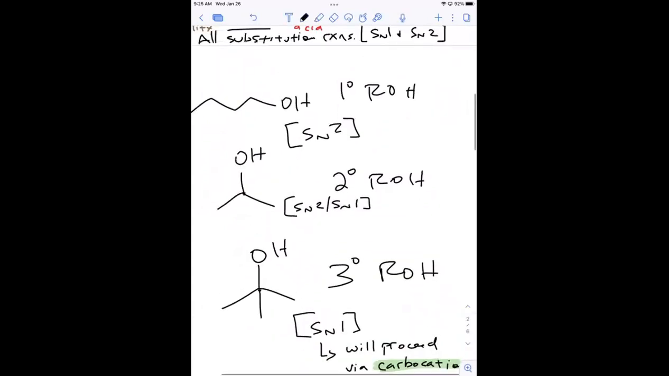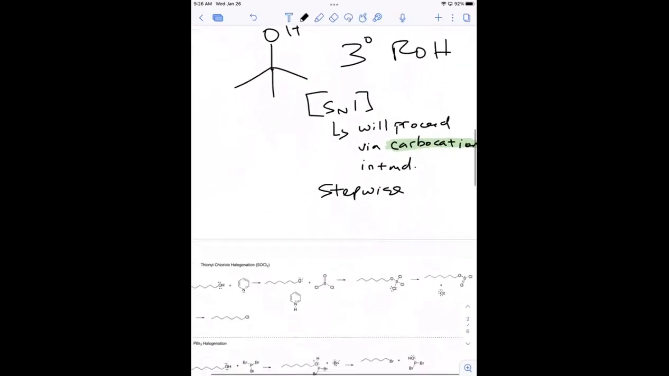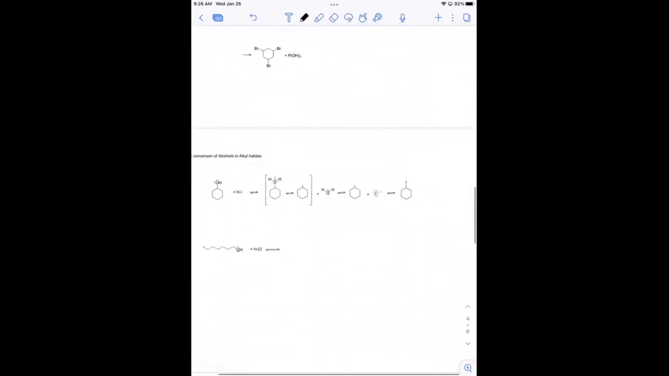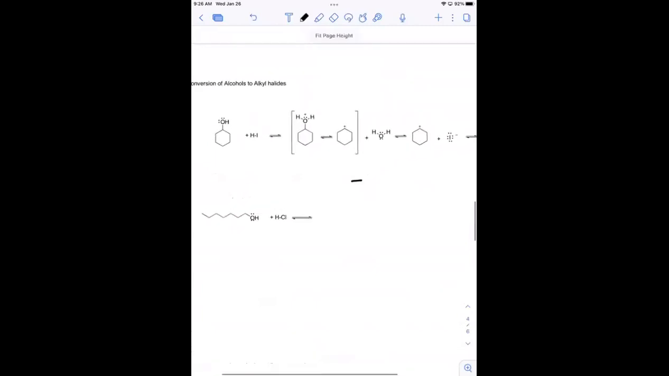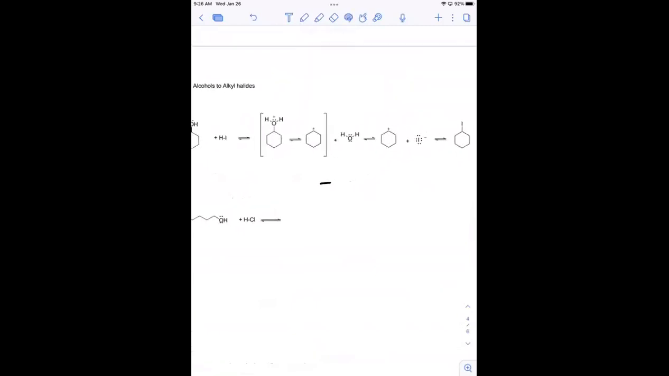SN2 is concerted, so no intermediate. And that matters when we write the rate law for that step. It matters when we think about the activation energy, the energy diagram, all of that, which we're going to do with each one of these reactions. So let's take this reaction and start here. This is the easiest of the three.